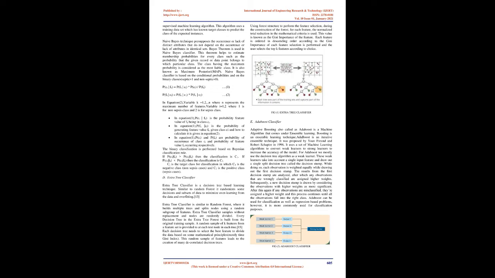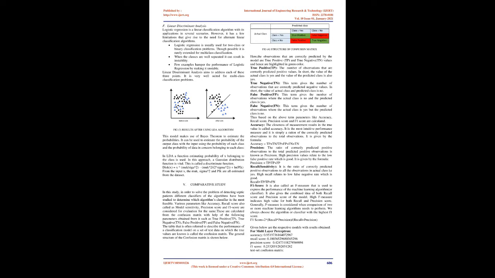Bayes' theorem is used in the naive Bayes classifier. This theorem helps to estimate membership probabilities for every class, such as the probability that the given record or data point belongs to a particular class. The class having the maximum probability is considered as the most likely class. It is also known as maximum a posteriori, MAP.